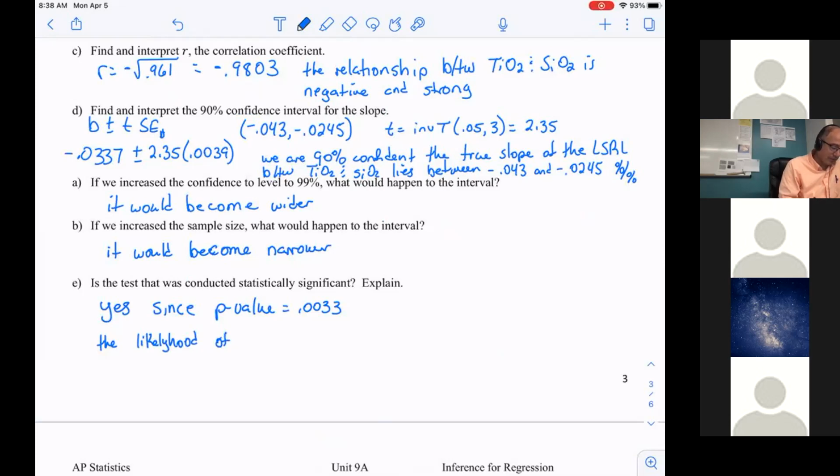The likelihood of a non-linear relationship is very small, indicating the relationship is linear.